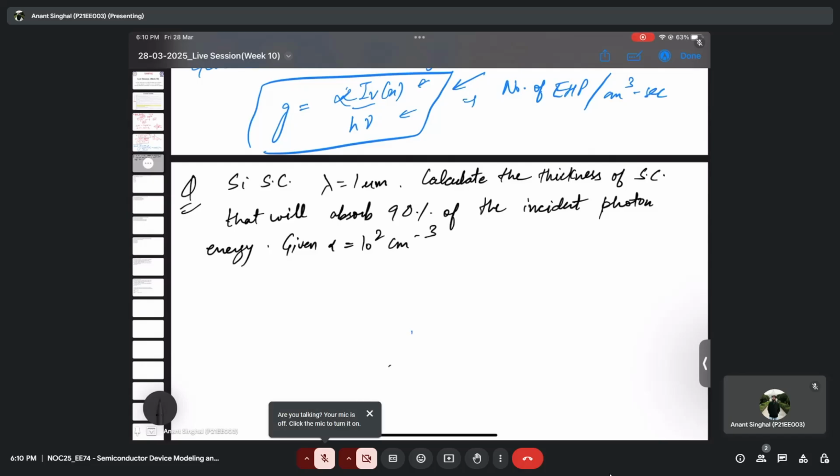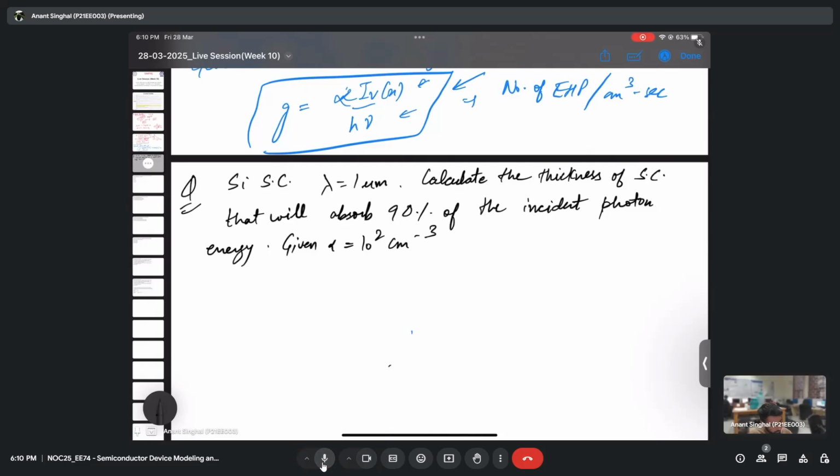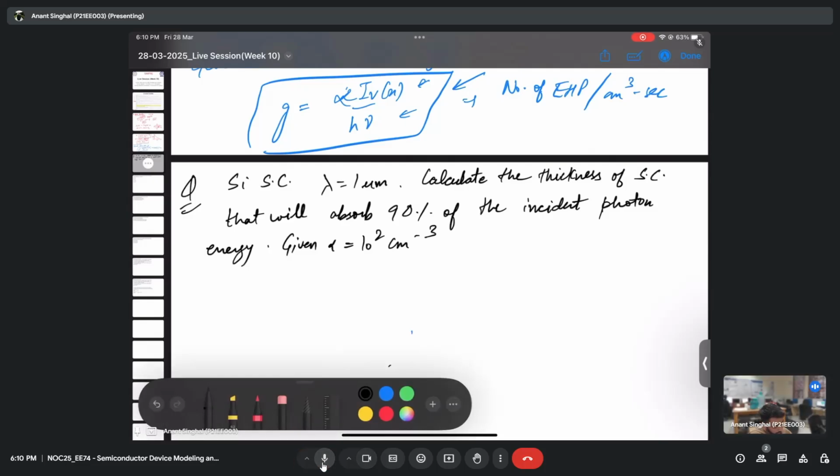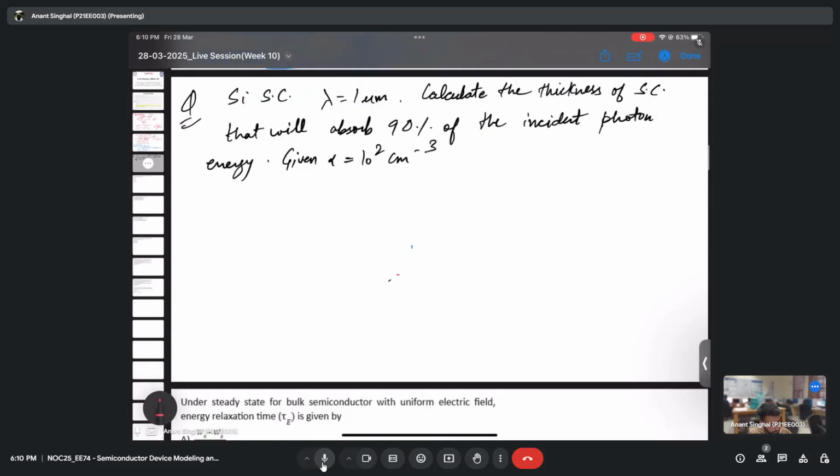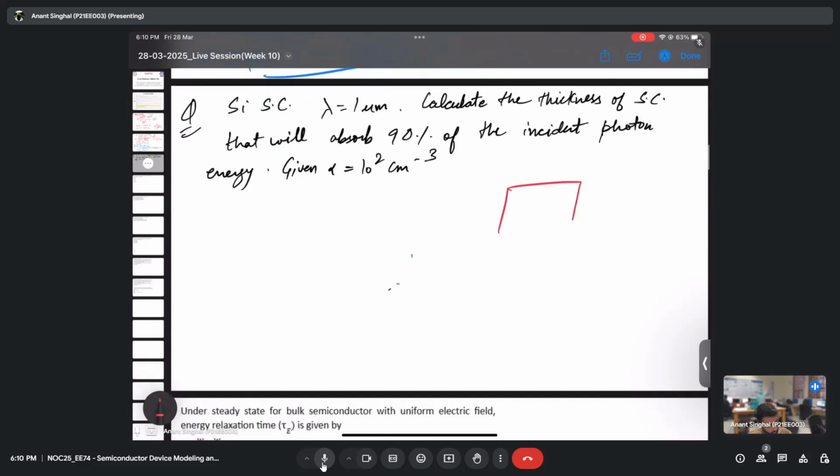Let's see. It was a pretty straightforward problem. So let me try to solve it. What it is saying is this. Let's say this is a semiconductor bar. So we know that this is I_ν0. And if 90% is absorbed, what will be remaining? It will be 10% of I_ν0, right? So this is x equals 0 and this is at x equals t. So using this, we'll calculate.